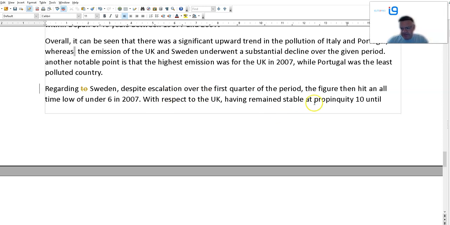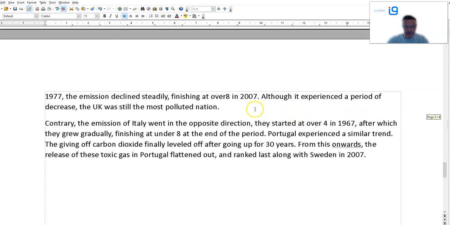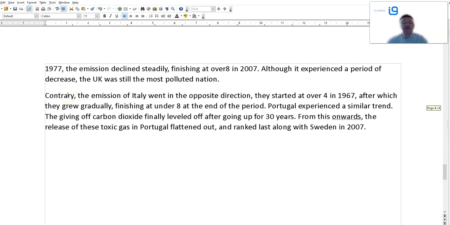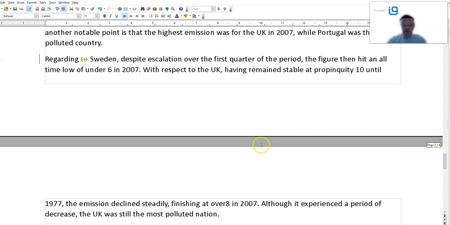Okay, I make stable at propinquity 10. The actually efficient over interest contrary. Conversely, the emissions of Italy. From this onwards, the release of these toxic gas, it's not a release. Hey, a toxic gas, you are free to go. You are released. Emissions.